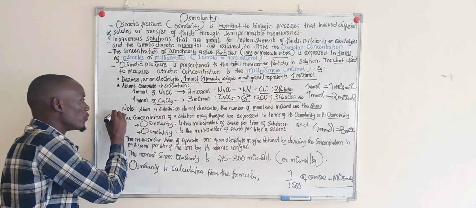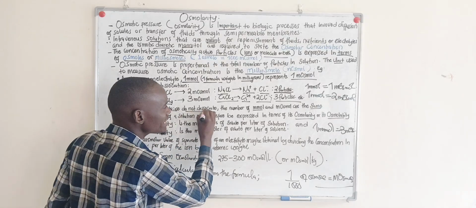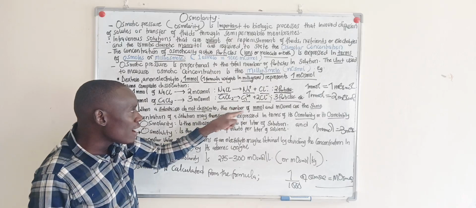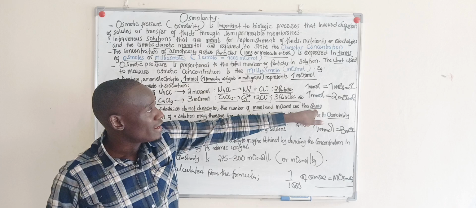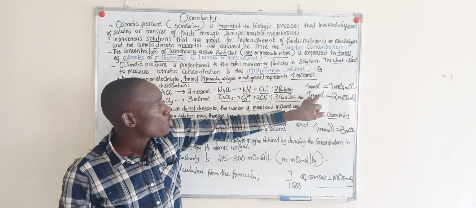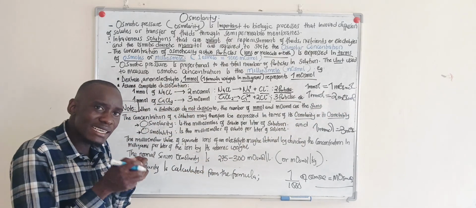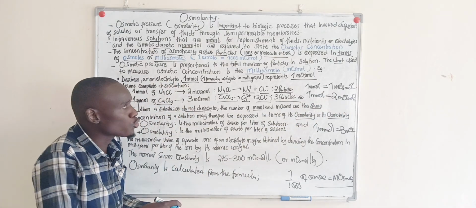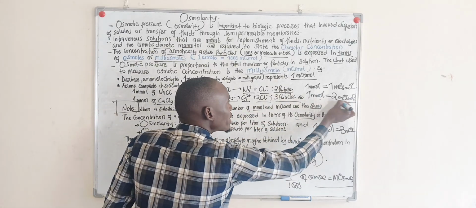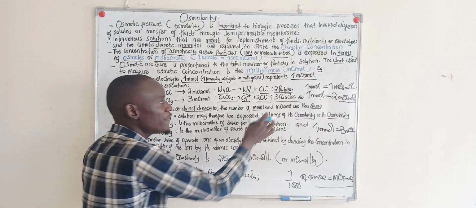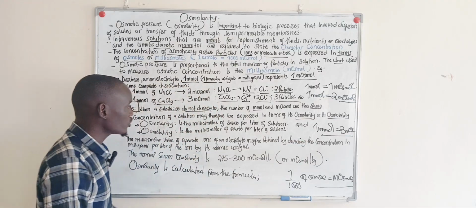Therefore, we need to know at all times that when a substance does not dissociate, the number of millimoles and mOsmols are the same. Like for the case of dextrose, 1 millimole is equivalent to 1 mOsmol. But when substances dissociate in solution to produce, say, 2 particles, 1 millimole will give us 2 mOsmols. And if it produces 3 particles, 1 millimole will give us 3 mOsmols.